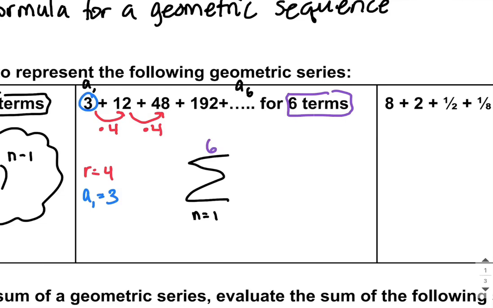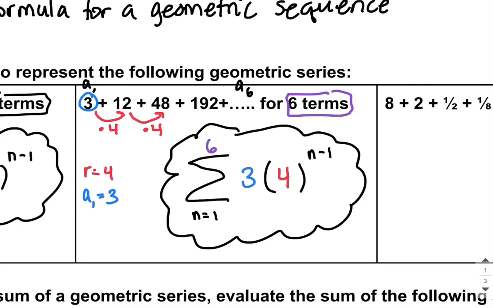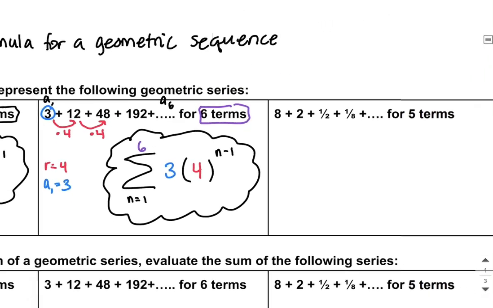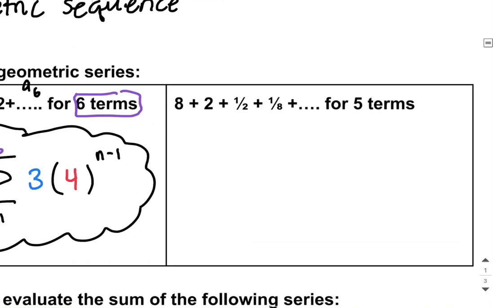Then I have the explicit formula that goes next to it. I have 3, the first term, times the common ratio, which is 4, raised to the n minus 1 power. That's my summation notation for this example. That's saying add up from the first number to the 6th number in the series. Here's the explicit formula for the series to find the other terms you don't have already listed.